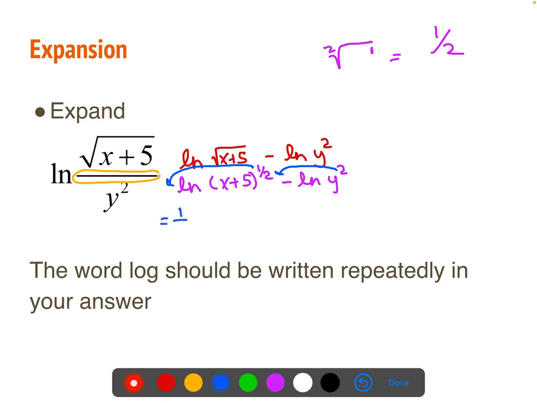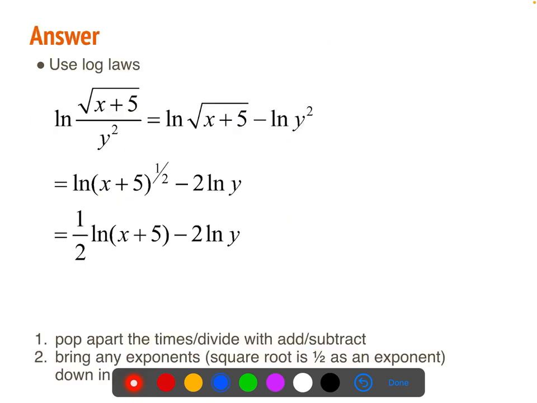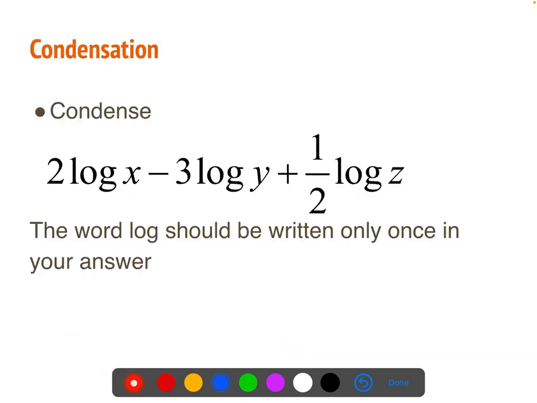Remember, you pop them apart and then bring down exponents. So my final answer is a half ln of x plus 5 minus 2 ln of y. So what I did is I popped it apart with a minus. The square root, I know that's a half exponent, so I just went ahead and changed that and then brought down the exponents in front.